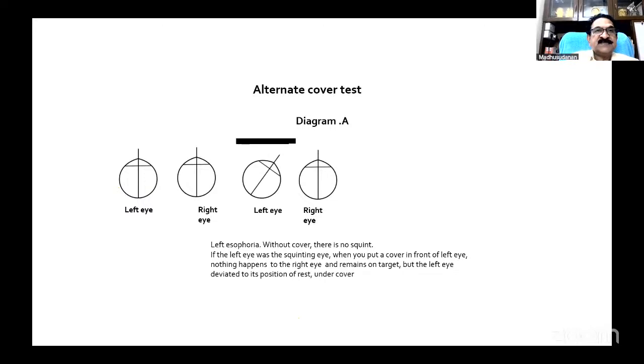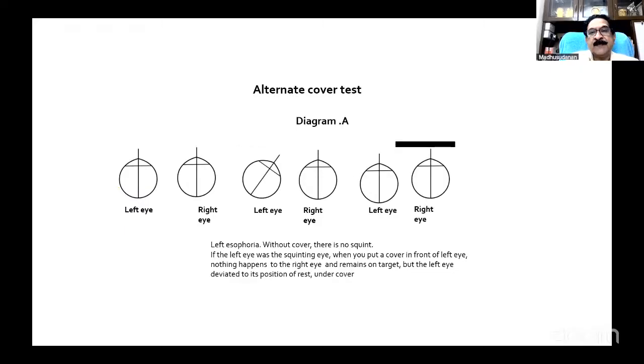Now what will happen? Without removing the cover, you just shift the cover to the opposite side. Then the eye which has been lazy has to shift back to focus on the object. Now it's forced to look at the object, so you can find out the movement. The uncovered eye that moves is the lazy eye, or the squinting eye which was not manifest. So now you understand the difference between the cover, uncover, and alternate cover test.